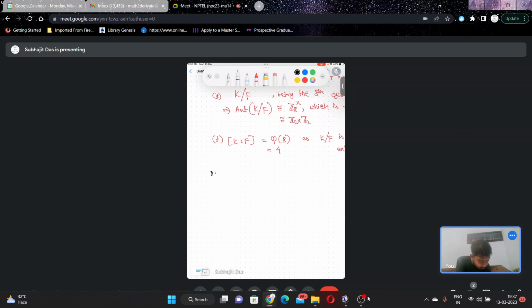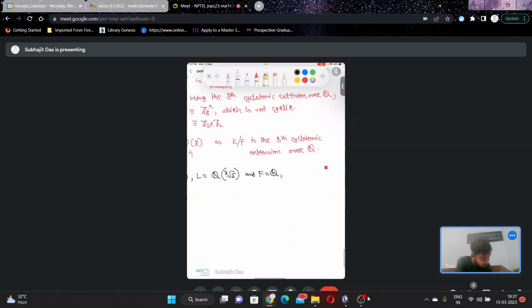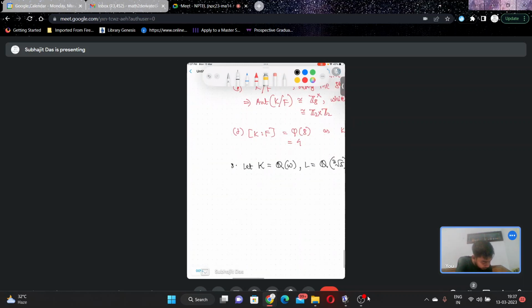So let's look at this problem. Let K be equal to Q adjoin omega, L be equal to Q adjoin the real cube root of 5, and let F be equal to Q, where omega is equal to e to the power 2 pi i over 3. Okay, we need to choose all the correct options.